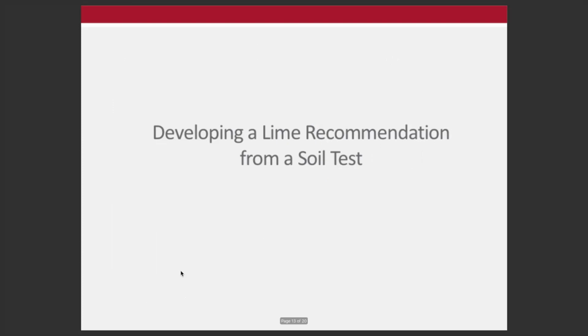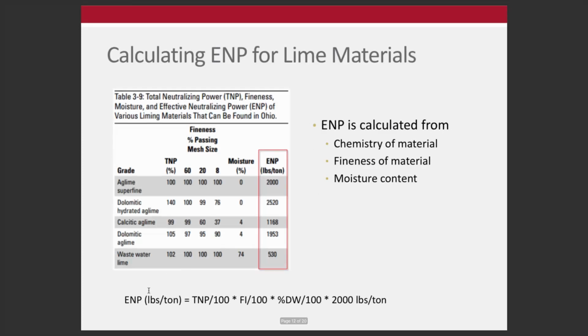Here's the formula for calculating ENP. You're not really responsible for that. This is going to come standard, but if you're interested, here it is. And again, here are the three components: the chemistry of the material, the fineness, and the moisture content are the three pieces that go into calculating this ENP in Ohio.